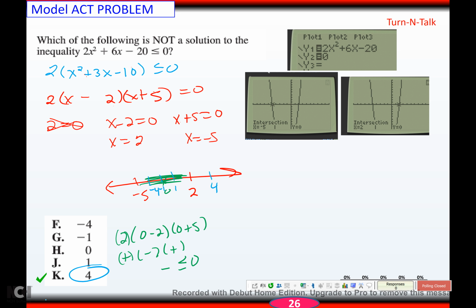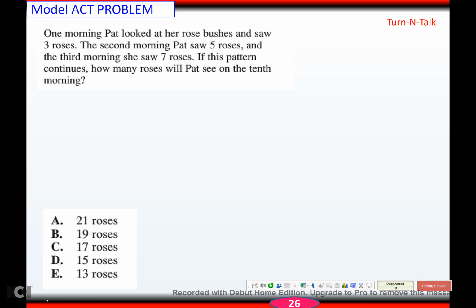Okay? Alright. Try this one, hit pause, come back when you're ready. And hopefully you got 21.